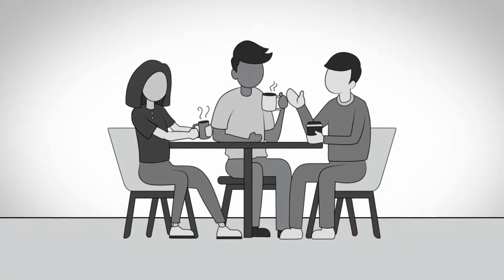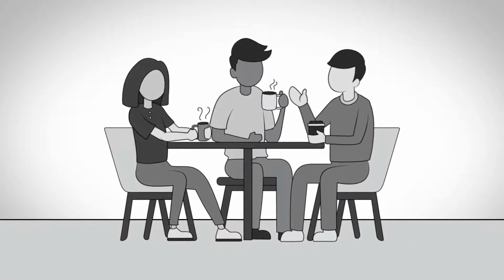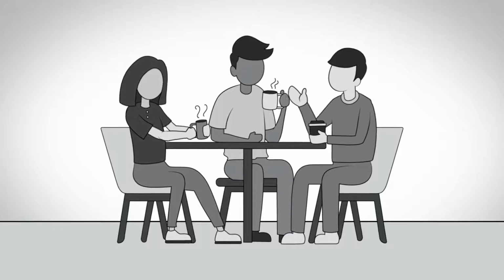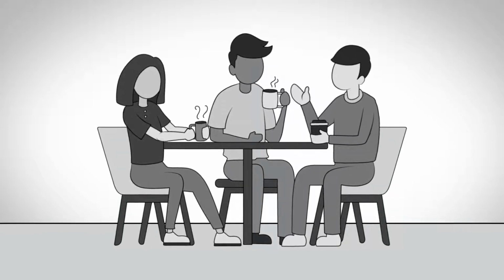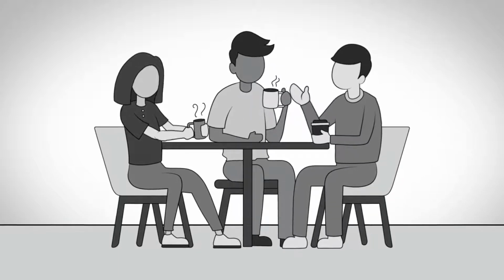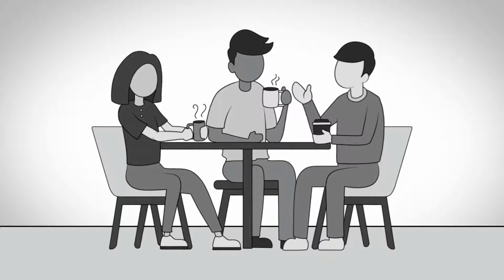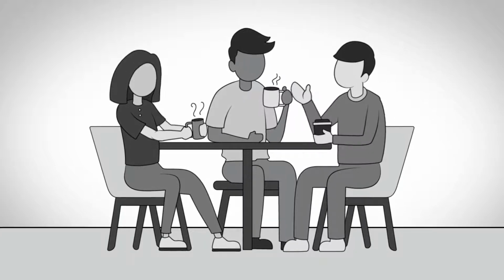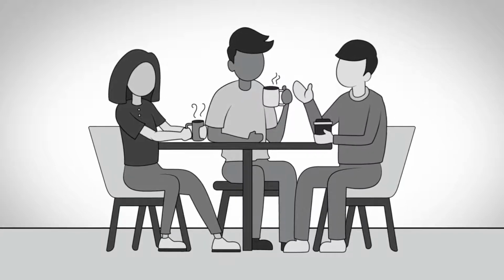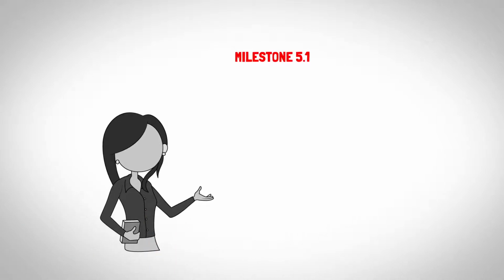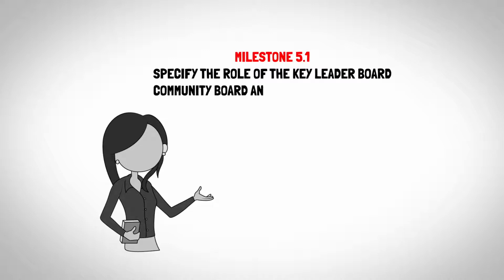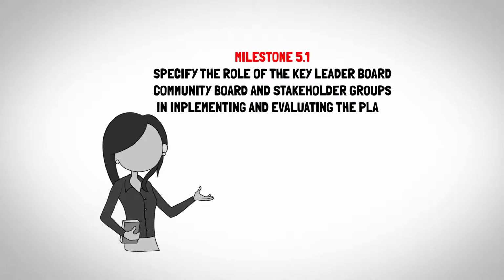To get started, you will want to clarify the role of your coalition members and make sure everyone has the knowledge and skills they need to move through this detailed planning process. Capacity to do the work is crucial to creating a high-quality action plan. This will help you achieve Milestone 5.1. Specify the role of the key leader board, community board, and stakeholder groups in implementing and evaluating the plan.